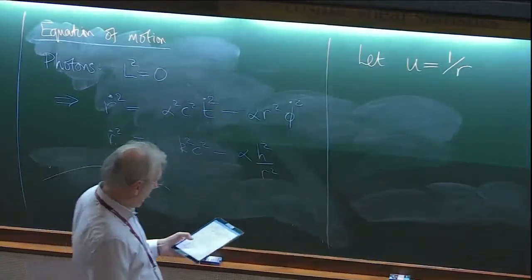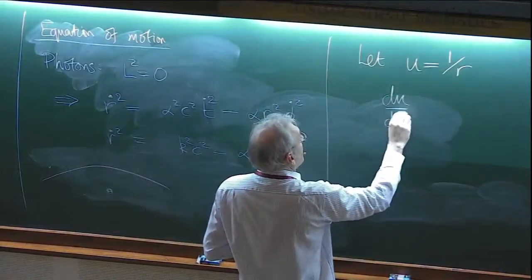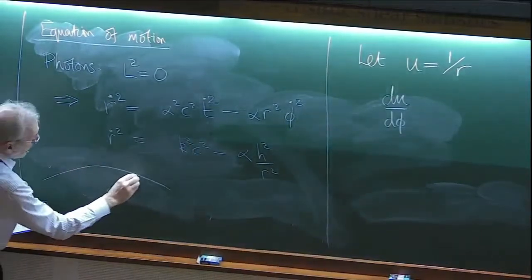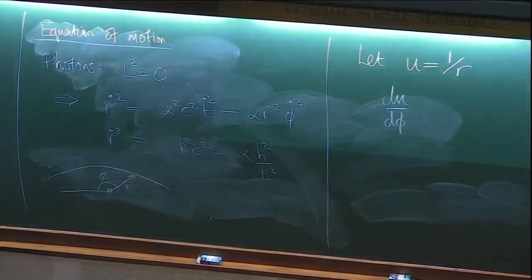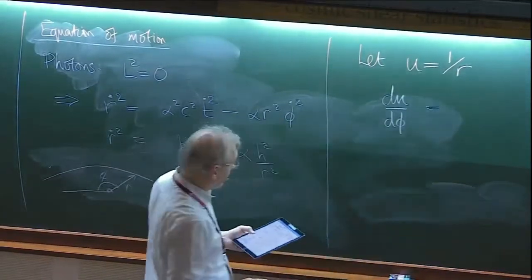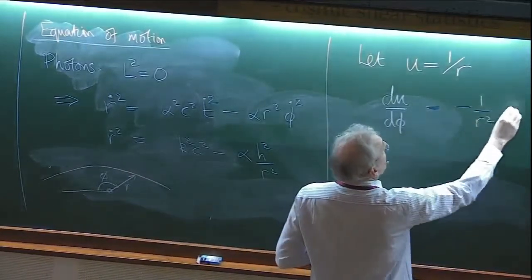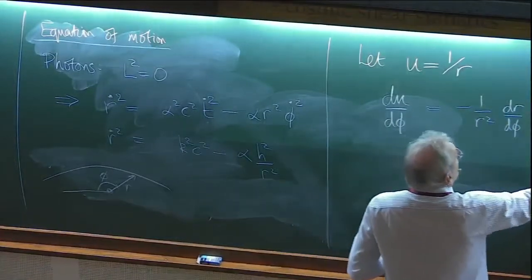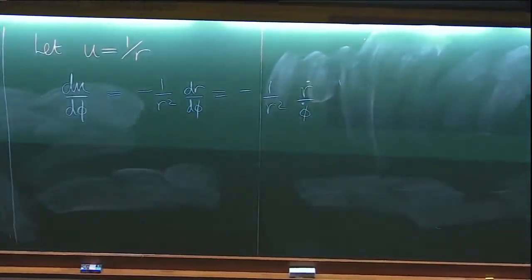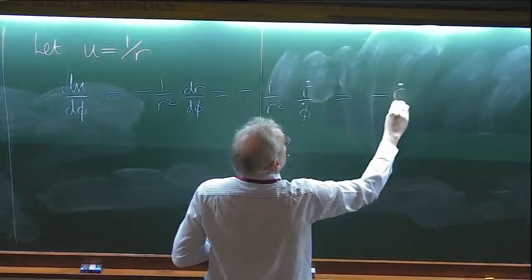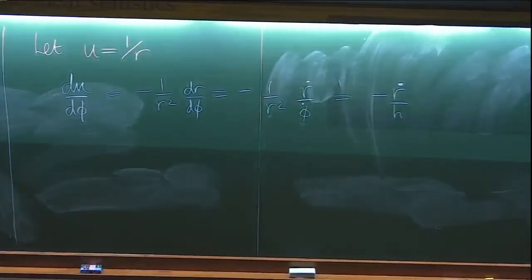So if we let u be 1 over r, so we want r as a function of phi, or u as a function of phi, we can calculate du by d phi from the fact that that is minus 1 over r squared dr by d phi, which is minus 1 over r squared times r dot divided by phi dot. And you'll notice that then we have r squared times phi dot, which is just h. So that's simply minus r dot divided by the specific angular momentum of the orbit.